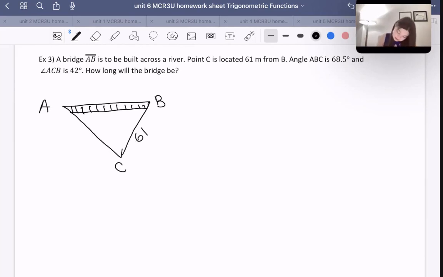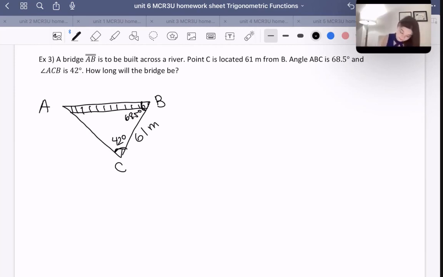It says that point C is located 61 meters from point B. So that means this is 61 meters right here. We also know that angle ABC, which is really angle B, right here, is 68.5 degrees. And we know that angle ACB, so angle C here, is 42 degrees. And we're being asked, how long will the bridge be? So in this situation, there's something quick we can figure out, because it looks like we don't have enough information to solve this unless we realize this. There is a property that states that all three angles of any triangle, whether it's a right triangle or a different triangle, always add up to 180.